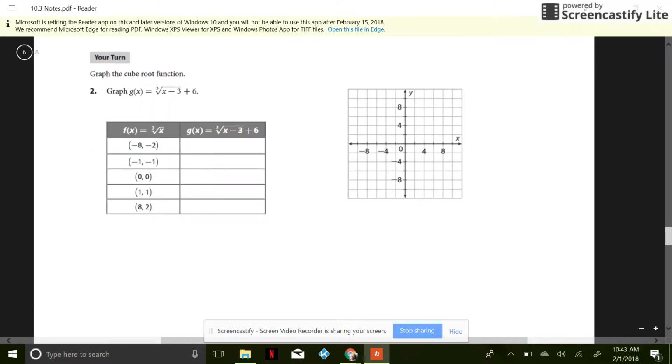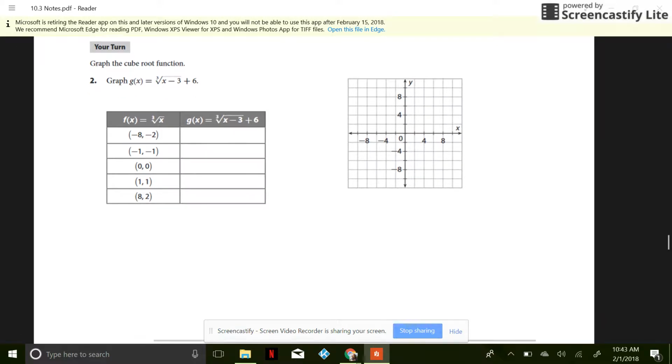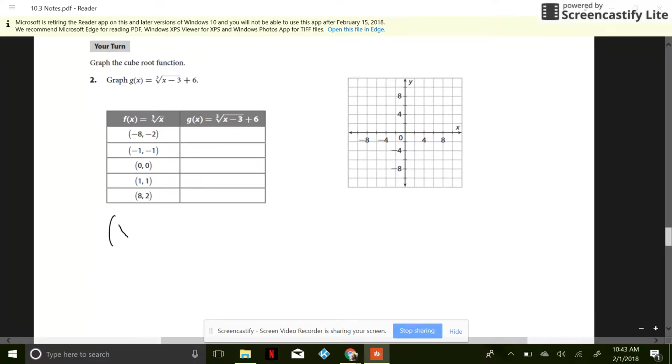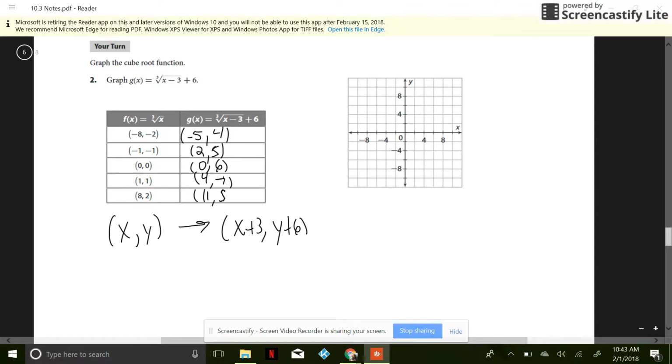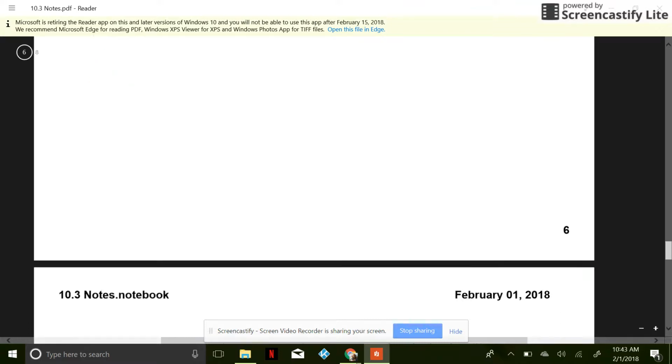So let's look at this one. So what's happening here? We've got a -3 under the cube root. That means we're going to have a right shift, so it would be x plus 3. And then the plus 6 on the outside is a vertical shift, so it would be y plus 6. So putting in our values, -8 plus 3 is -5, -2 plus 6 is 4. -1 plus 3 is 2, -1 plus 6 is 5. Then we get 0, 6, 4, 7, and 11, 8, and then you can graph it on your own.